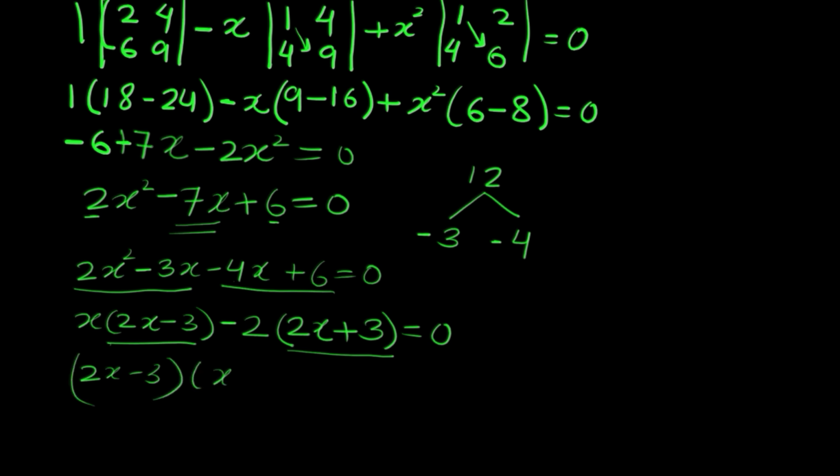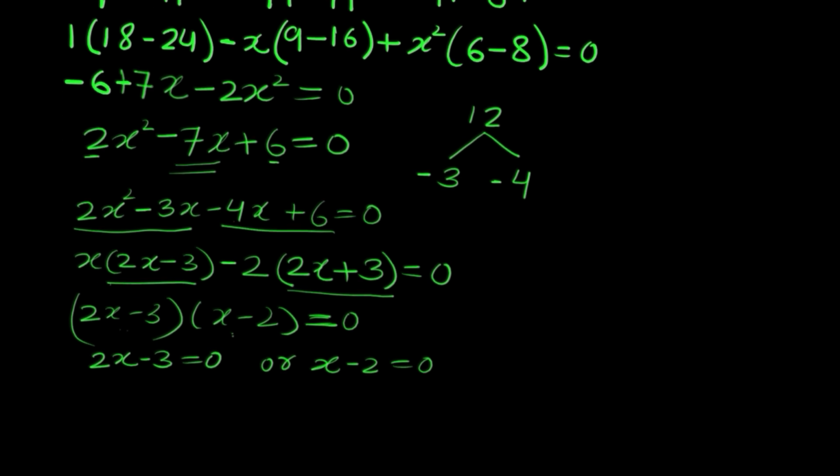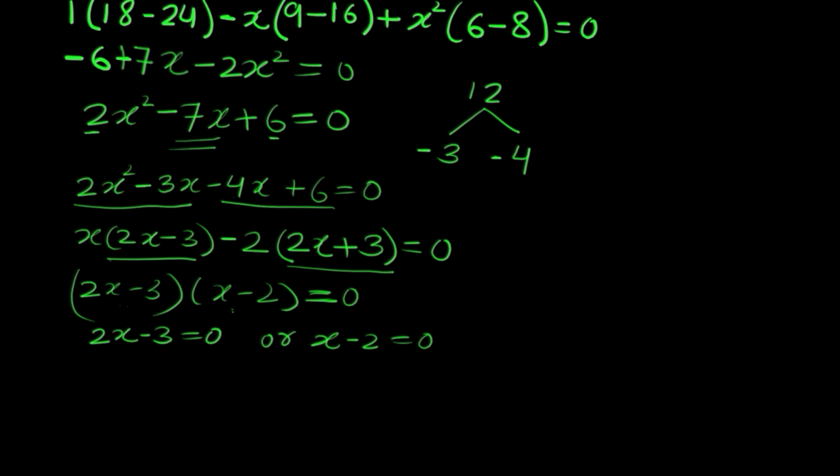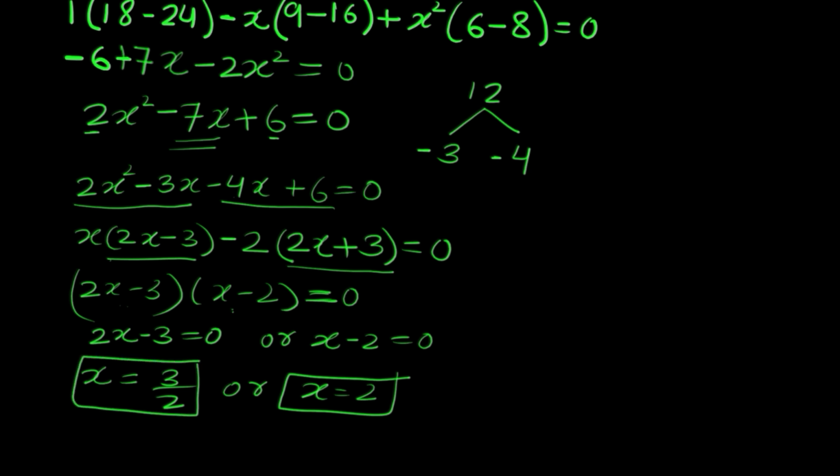Here is x minus 2. The product of any two numbers is 0, which means at least one of them is 0. So we have to use this formula: 2x minus 3 is equal to 0 or x minus 2 is equal to 0. If two numbers multiply to give 0, then one of the two numbers must be 0. So we supposed 2x minus 3 is 0, or x minus 2 is 0. Then x is equal to 3/2, or x is equal to 2. The value of x is 3/2 or 2.